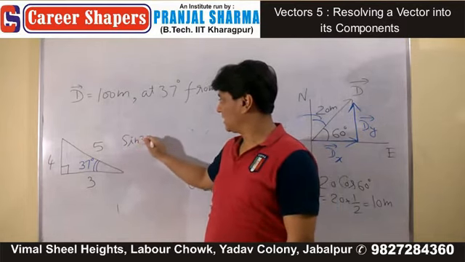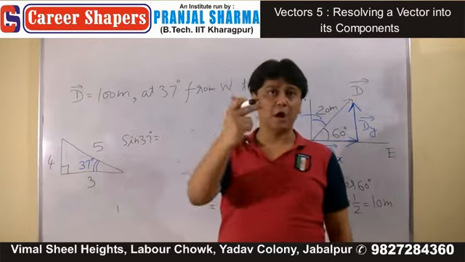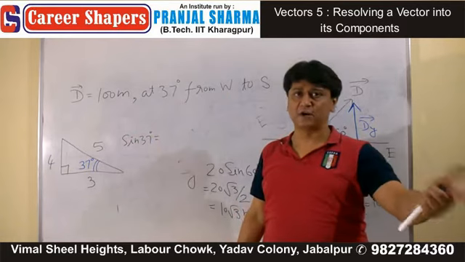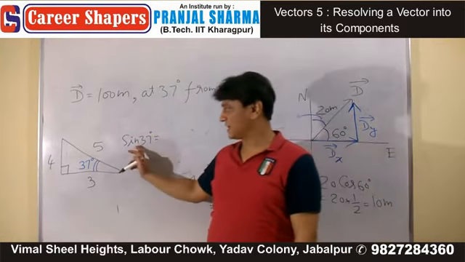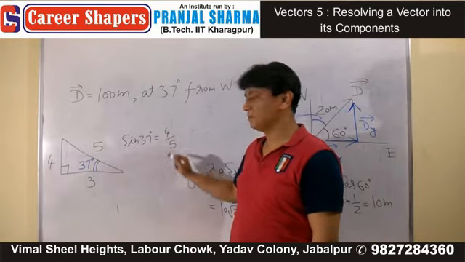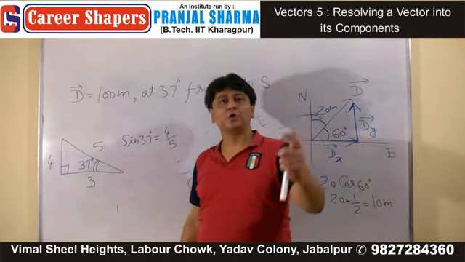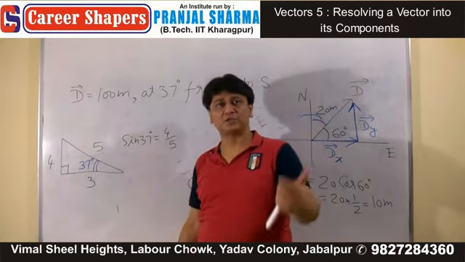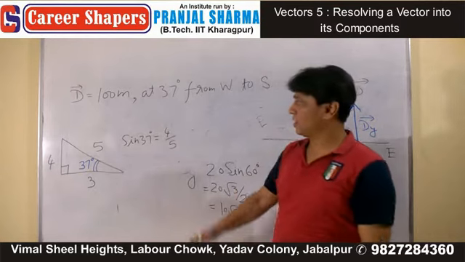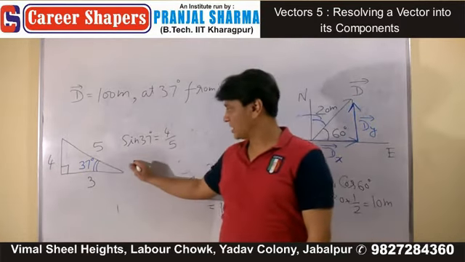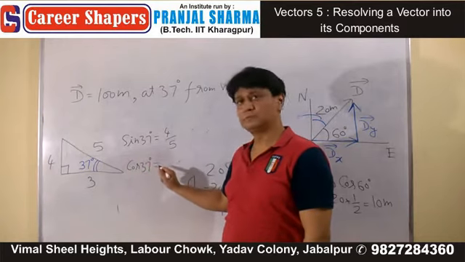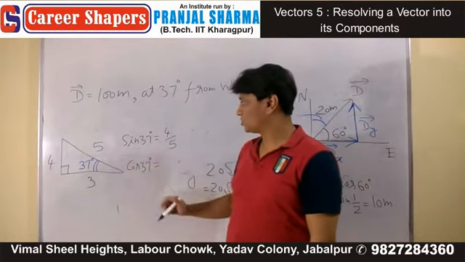Whenever I say 37 from now onwards, you will need sine 37 and cos 37. What is sine 37? 4 by 5. Standard value. You're supposed to remember these values just the way you remember sine 30, sine 45, sine 60. You'll also remember sine 37. Similarly, cos of 37. What is cos of 37?